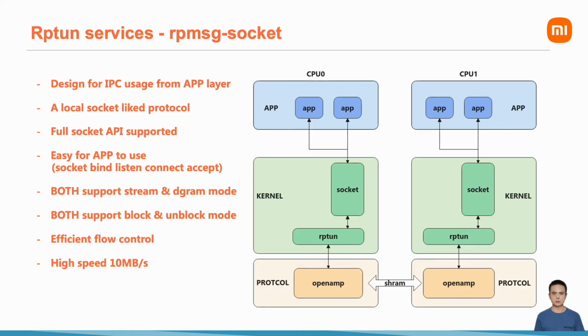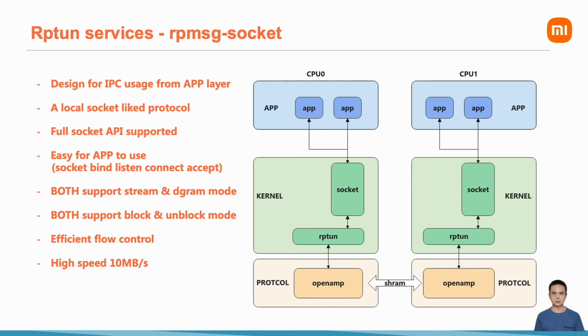Okay, next page. Next service, rpmsg-socket. This is designed for IPC usage from the APP layer. This is a local socket-like protocol with full socket API support. Each connection will create a new OpenAMP endpoint. From this picture, you can see the user can use IPC from the socket in the APP layer.